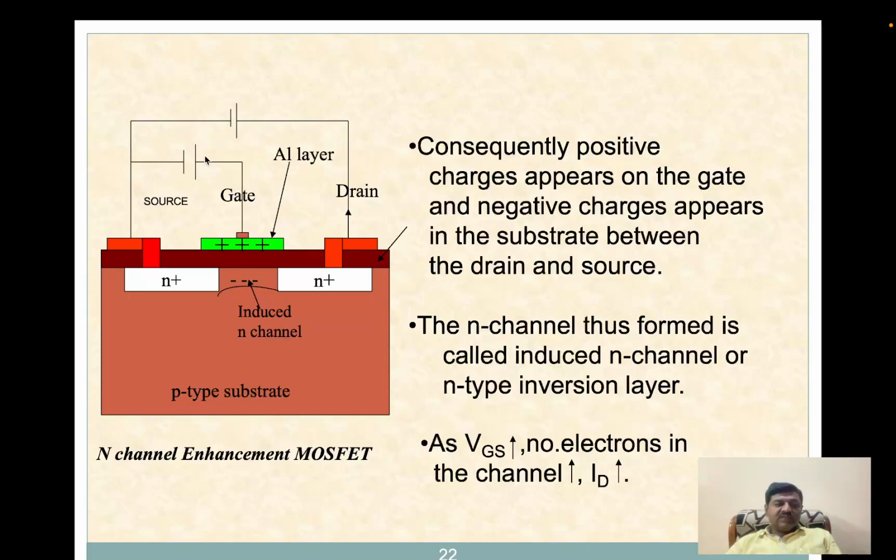So we'll see that as a gate source voltage. See, this is the gate and this is the source. Whenever the voltage which we apply between the terminals gate and source increases, the number of electrons in the channel increases, and which in turn will increase the drain current.